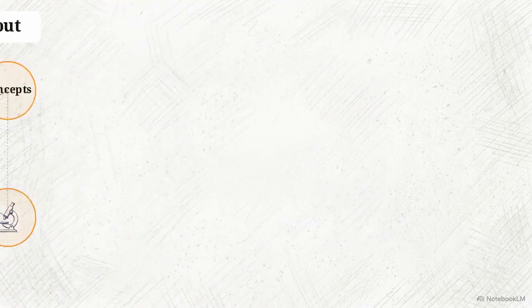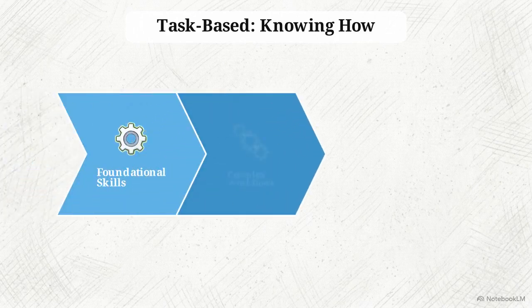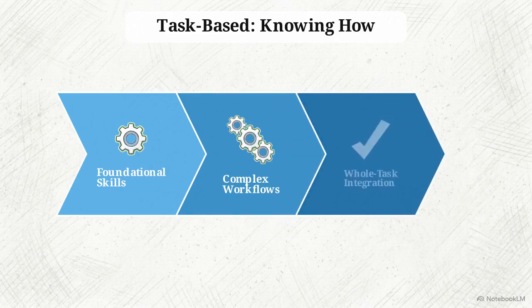The second type is the complex skill course. The objective is to teach learners how to perform complex, real-world skills. This model demands a task-based structural framework. Modules must mimic the sequence of real-world workflows, building from foundational subskills up to whole task integration.